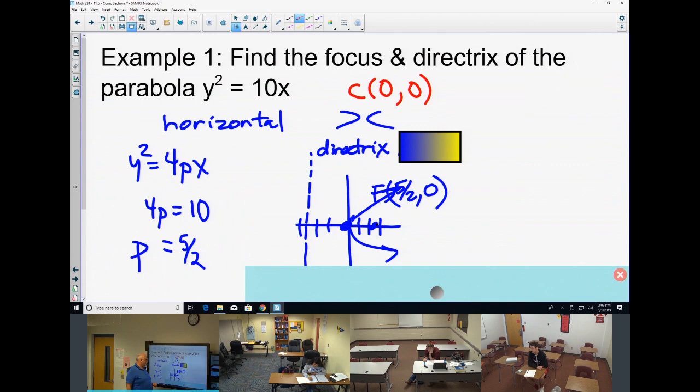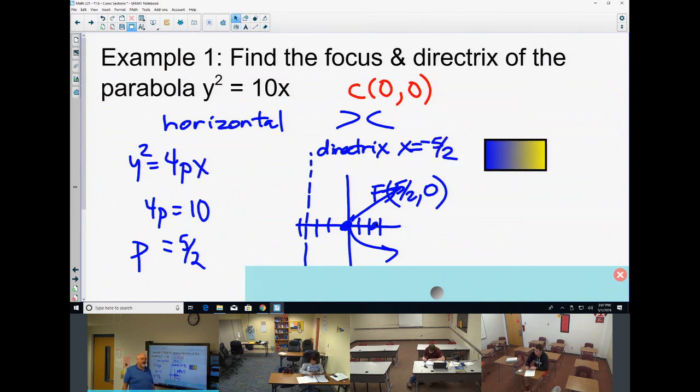All right, now the last thing we want to do is find the equation for the directrix. Since the directrix is the same distance from the vertex, it's over 2.5 or 5 halves to the left. It's a vertical line, so its equation is x equals negative 5 halves. All right, so any questions on any of that? All right, so go ahead and try practice 1 there on the paper.